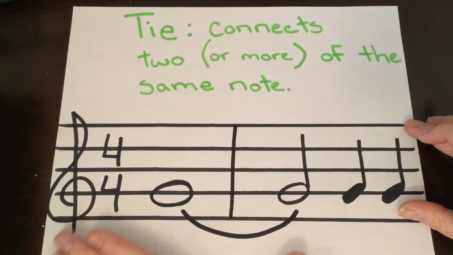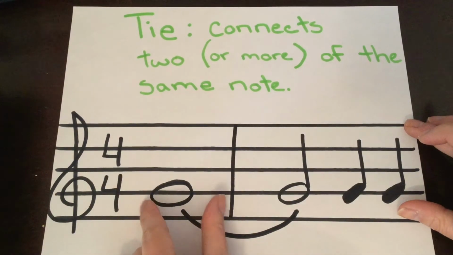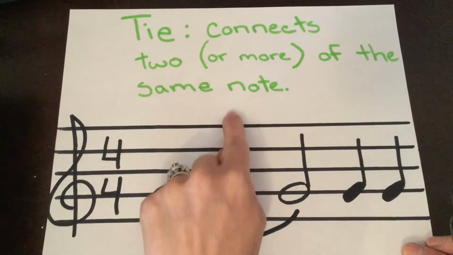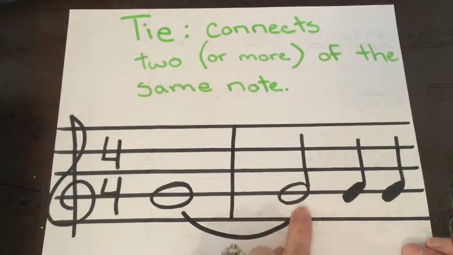Remember, a couple videos back we were talking about time signatures. If our top number is 4, each measure is going to equal 4 beats. So you'd have a measure line here. But if this composer wanted this G to last for 6 beats, they would need to use a tie.